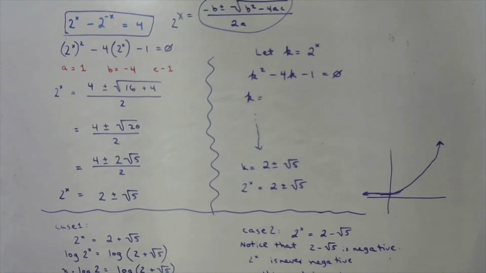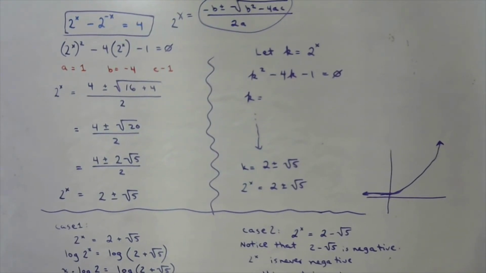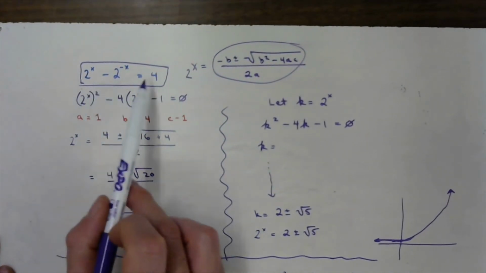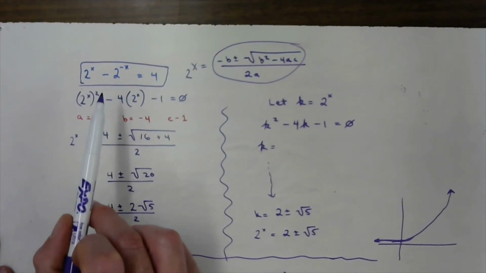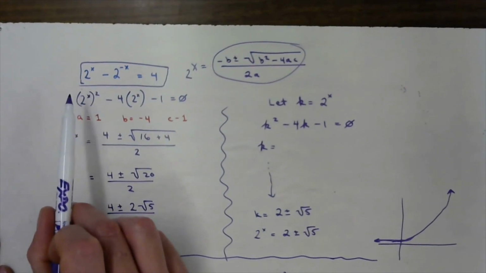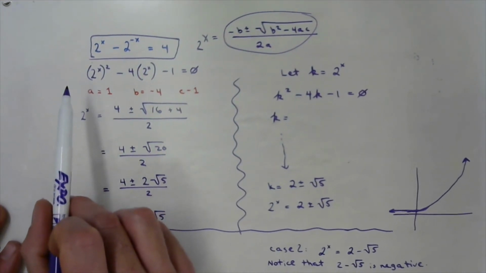Extraneous roots. It's a possibility, so look out for them. It happens when you end up multiplying both sides of an equation by a non-constant factor. So we didn't multiply both sides by 2, that would be fine. We multiplied both sides by 2 to the power of x, which introduced the possibility of extraneous roots.